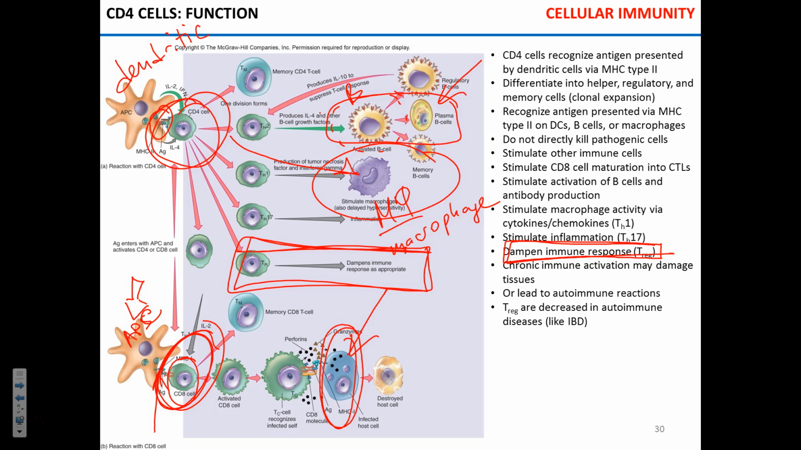Guess what? If your T regulatory cells are not functional, or you have less of them, what type of disease are you going to have? If Tregs are gone, there is nothing to dampen the immune response, and your immune system keeps attacking your own tissues. Autoimmune.